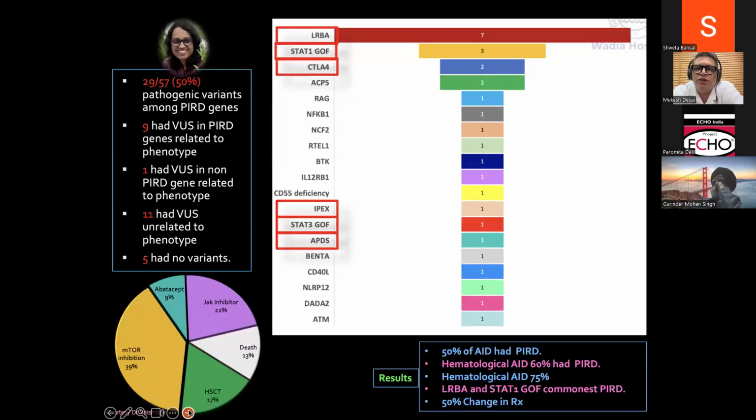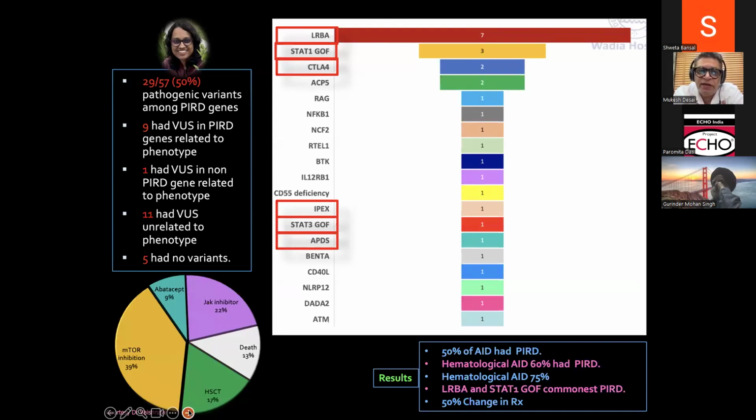Now, this is a small study which was done by Dr. Vijaya in our department, where she studied 57 patients of autoimmune disorders, at least those having more than one autoimmunity, and she did an exome for all of them. And the results were very striking. We had 50% of the patients having a pathogenic variant among PIRD genes. Additionally, 9 patients had a VUS in PIRD genes related to the phenotype. So you can imagine how high the possibility of an underlying inborn error of immunity is.